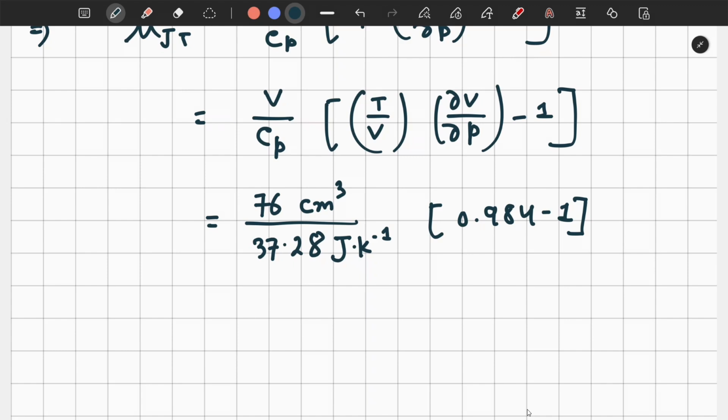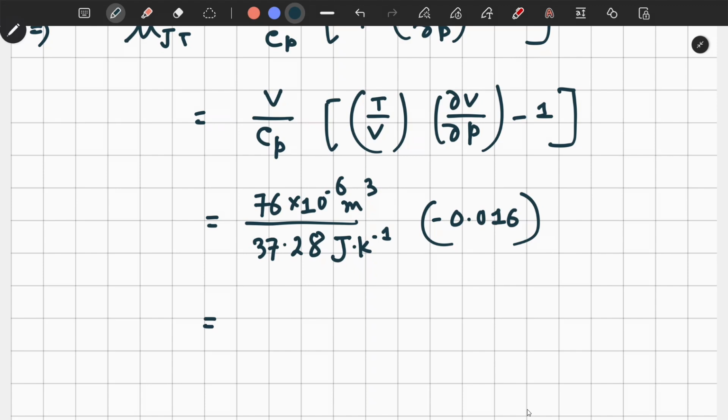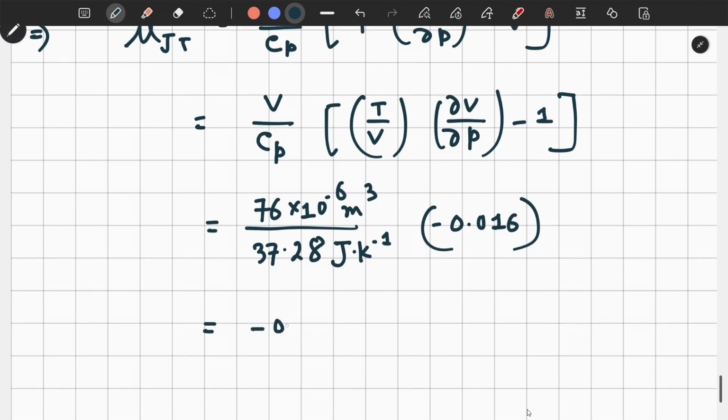Sorry, I forgot the unit conversion. Here you can directly do it. This is correct, this is unitless. So it is 0.984 minus 1, so it is eventually minus 0.016. So minus this, into 76 divided by 37.28. So it is minus 0.0326 into 10 to the power 6 joule inverse meter cube Kelvin.